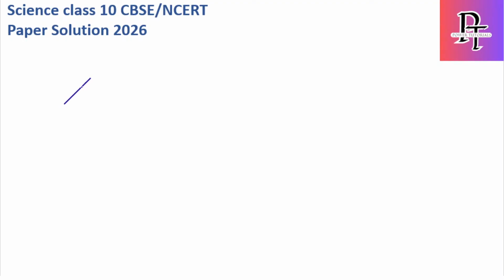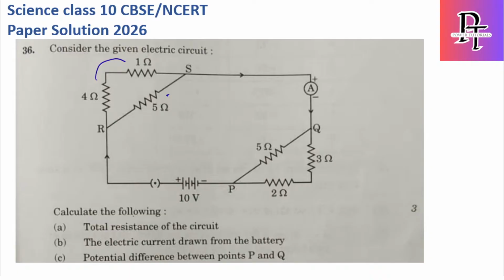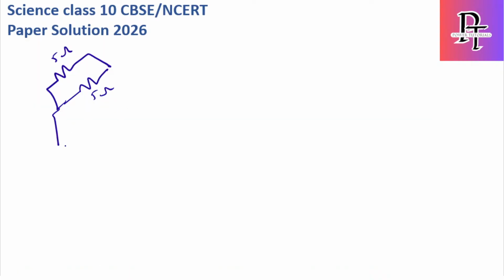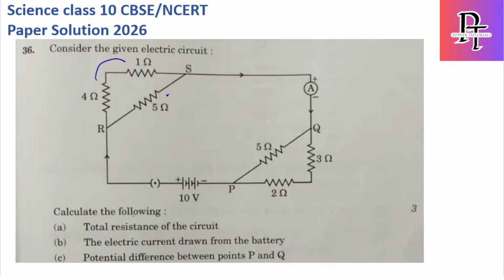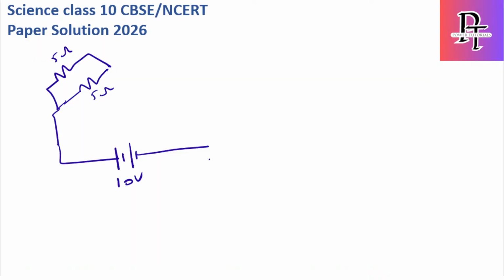We have one 5 ohm resistor that is in parallel with another 5 ohm resistor. Then we have a switch and a 10 volt battery. Again, 5 is in parallel with 2 and 5. So this is P and this is Q.